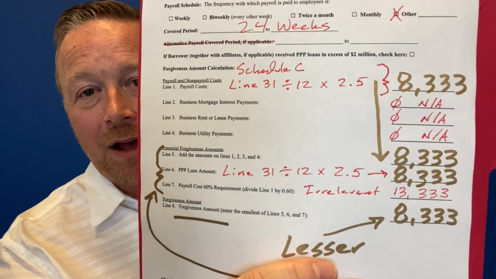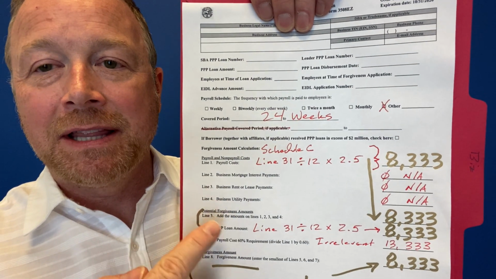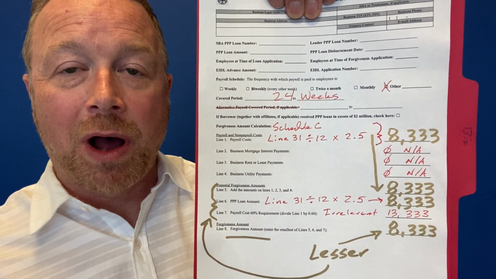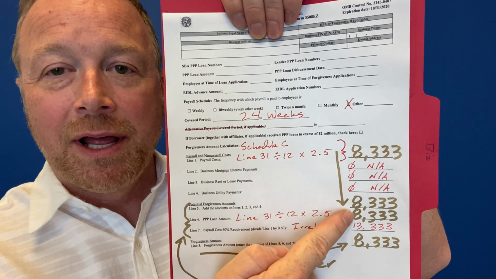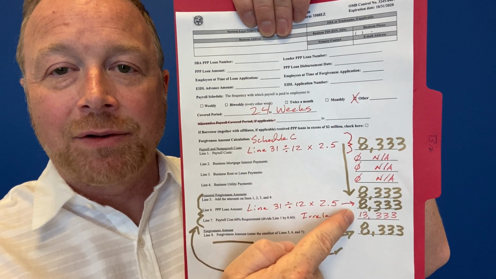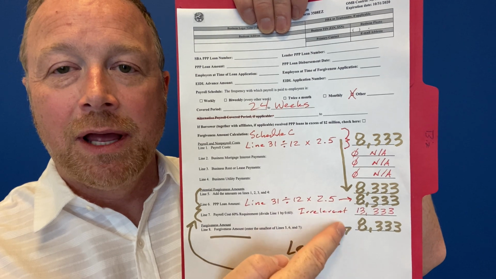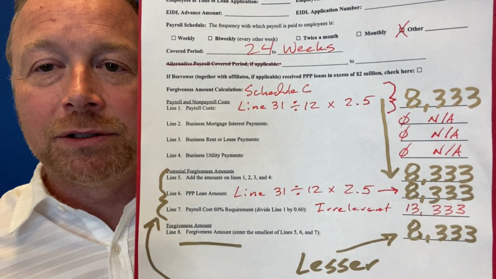The thing to note, though, is you don't even have to try and understand line 7. You're just going to take your line 1 and divide it by 0.6, and as you can see, it comes up with this figure of $13,333. The reason it's irrelevant is that when you go to line 8, the forgiveness amount, it's the lesser of these line items. So it's the lesser of your payroll cost, compared to your loan, compared to your payroll cost divided by 0.6. So here, 8,000 is your payroll cost, 8,000 was your loan. That funky, weird calculation is 13,000, but you're going to get the lesser of these three, which is $8,333, and boom, that is your forgiveness amount, and then you're done.